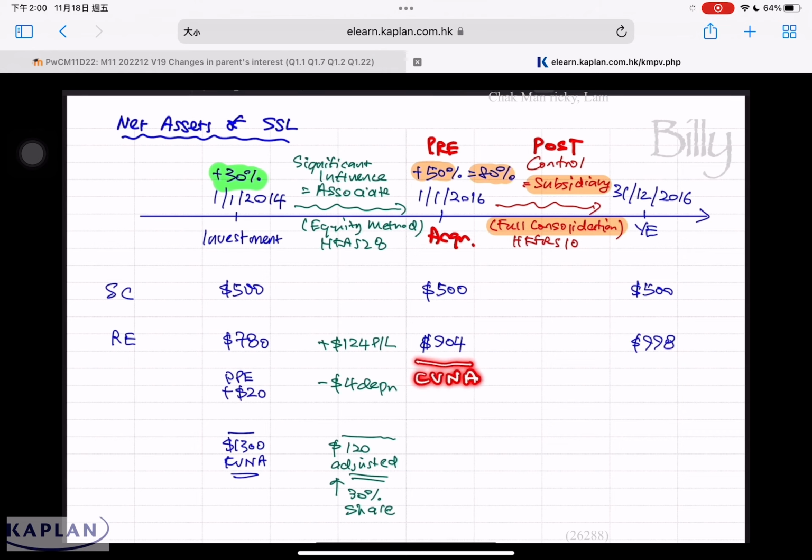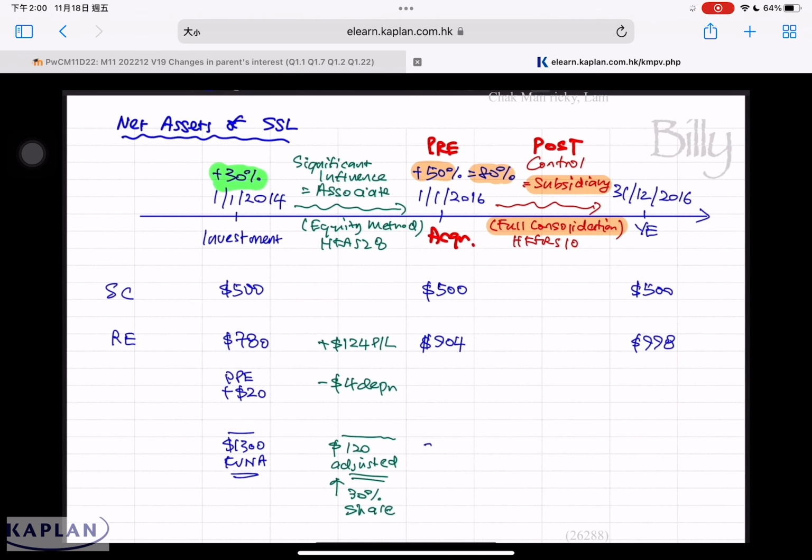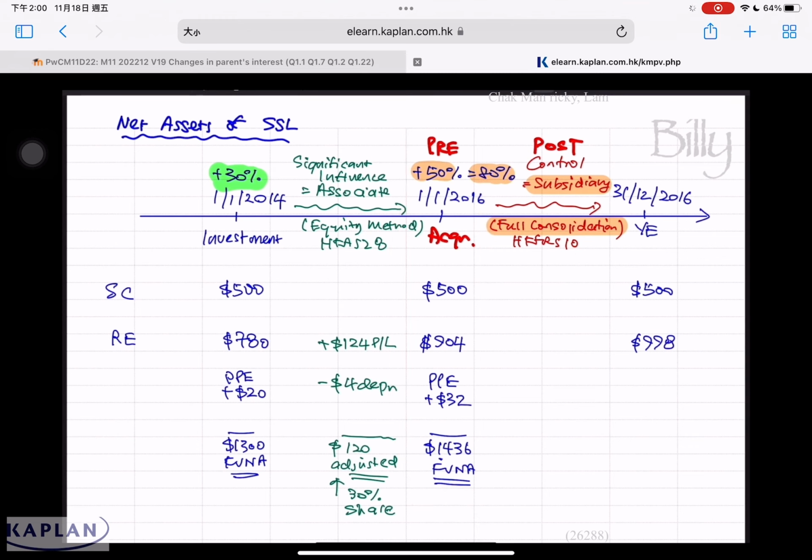For consolidation purposes, we need to know the fair value of net assets. On 1st Jan 2016, the fair value of net assets is 1436. Any adjustment is due to the plant assets. We can put it here. The fair value of net assets is equal to 1436. We have to take this minus this. This added together is the carrying value of net assets. Compared with the fair value, we have the fair value adjustment for the plant. There's an asset of 32. This column is very important because it will be used to calculate goodwill.